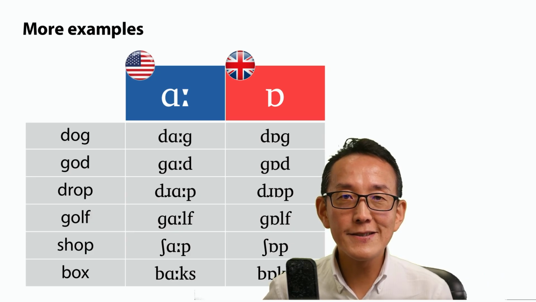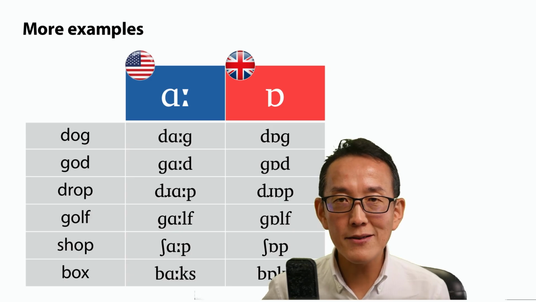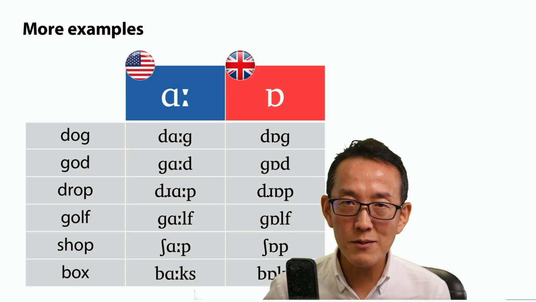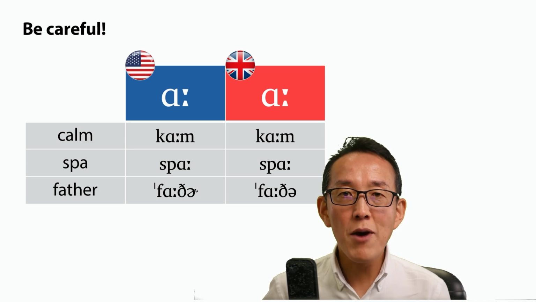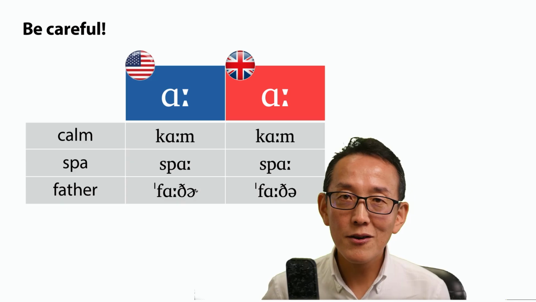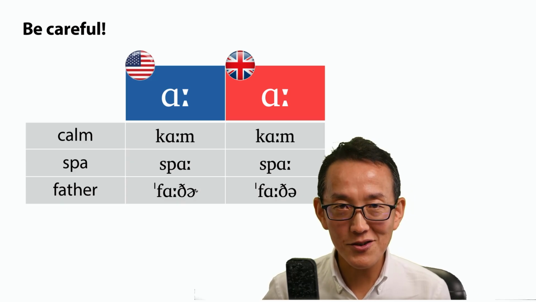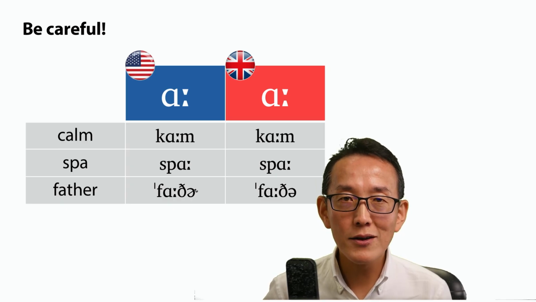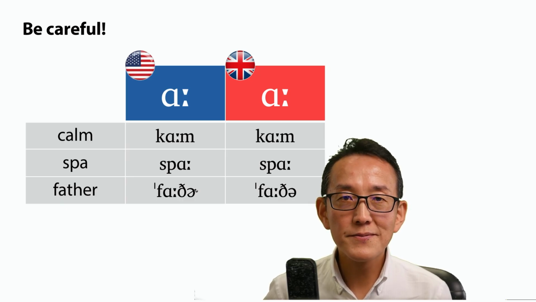But we need to be a little careful, because I don't really mean that every American R becomes O in British English. Let's look at the examples. For example, calm. Americans say calm, but British people don't say calm or calm for this word. They also say calm, just like Americans do. Same thing for spa. I would say the pronunciation is pretty similar. And father and father.